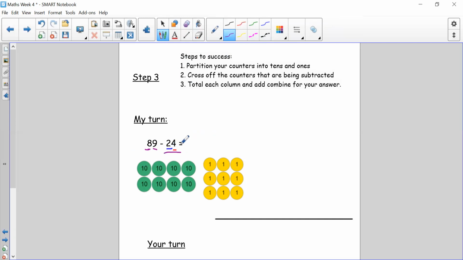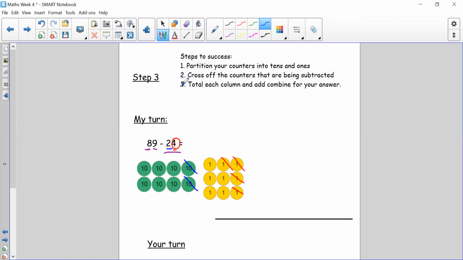So we know we always start in the ones column. So let's get our red pen for our ones. We need to take off 4 ones. So let's cross off 4 ones. 1, 2, 3, 4. I'm taking away 4 ones. And now I need to take away 2 tens. I need to take away 20. So 1, 2 tens, 10, 20.